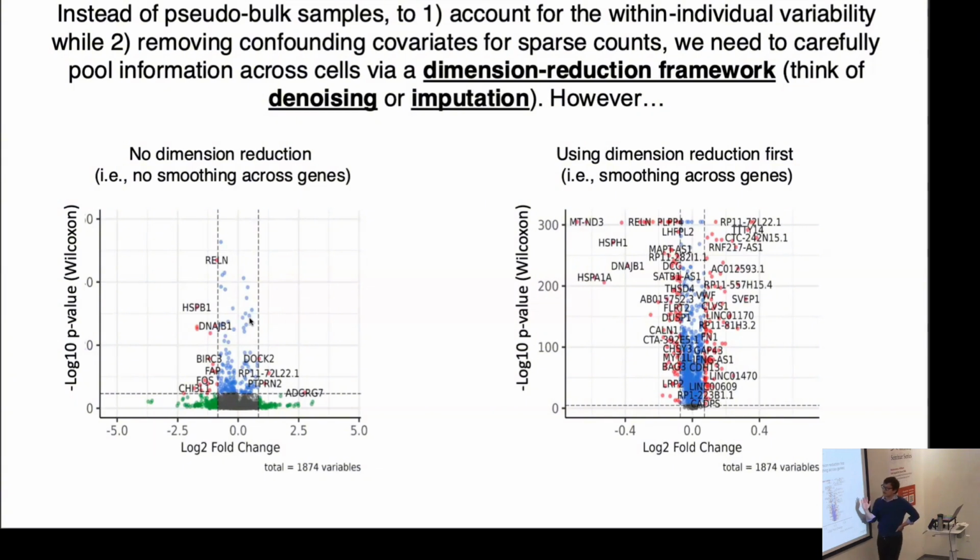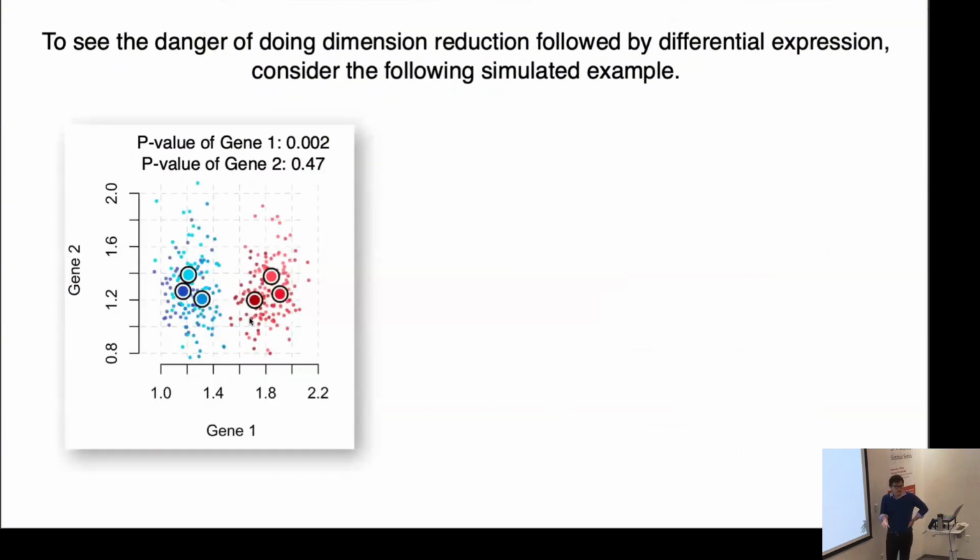And so why does this phenomenon happen? This is a pretty reproducible phenomenon. You take any single cell data set, you denoise, and then you do differential expression. You see all the p-values shoot through the roof. And I'm going to use a very, very simple cartoon to illustrate why this might happen.